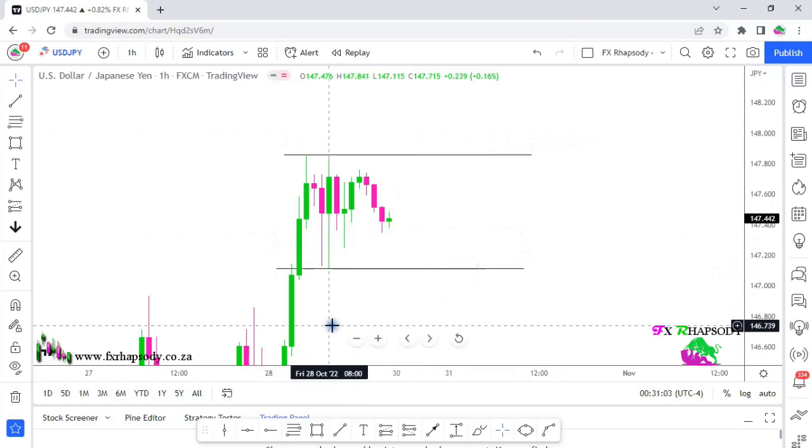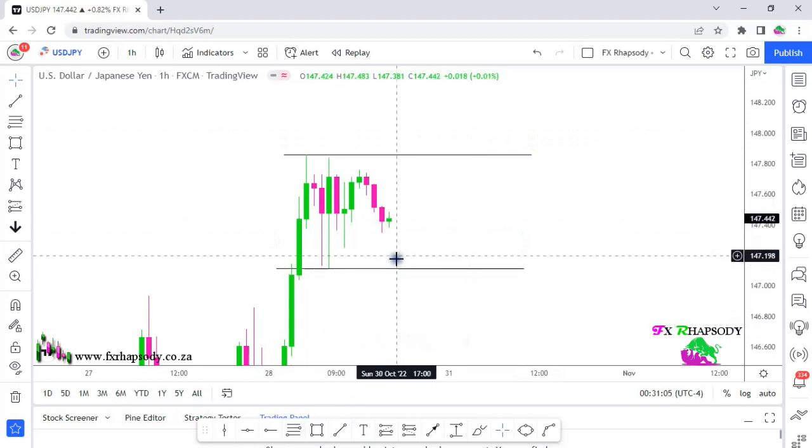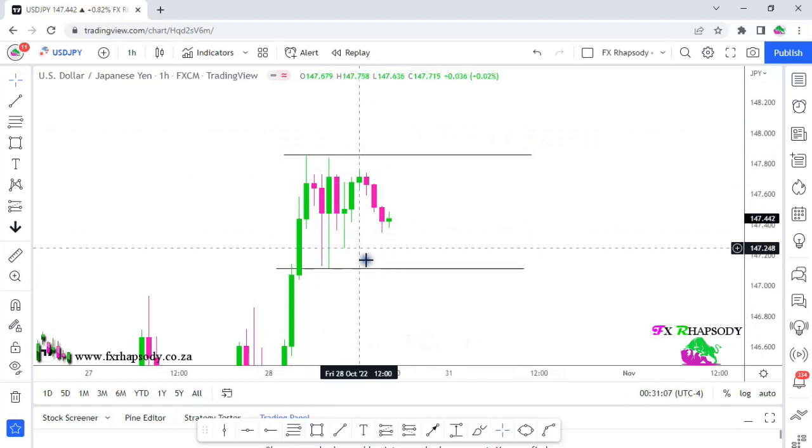We have these two areas in the market that we are going to be focusing on. It's a high, it's a low. We want to see price breaking above it or below it to see some continuation.